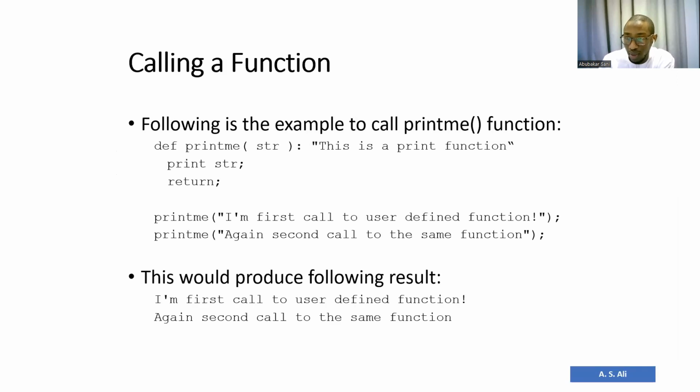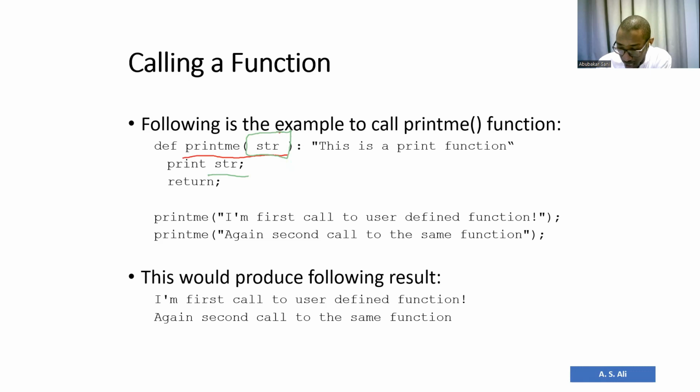As I said, sometimes we might want to take in an argument. For example, you have the user who provides their name, and we want to welcome that user. Here we have a simple function called print me, and print me will take in one argument called str, and it will print it out.